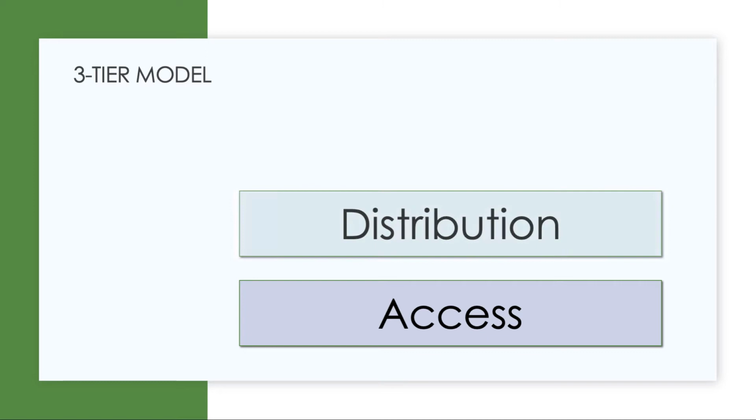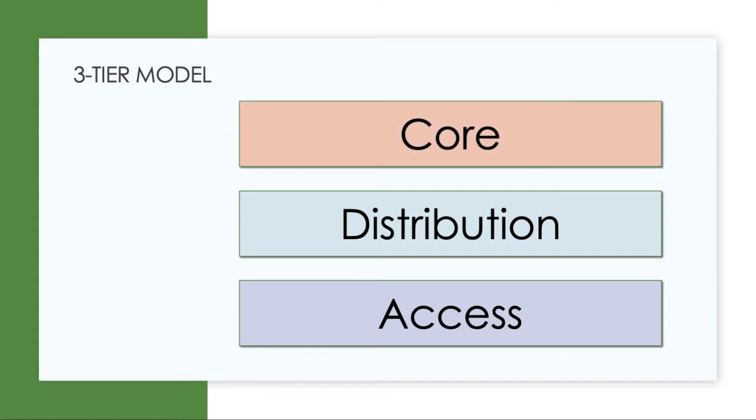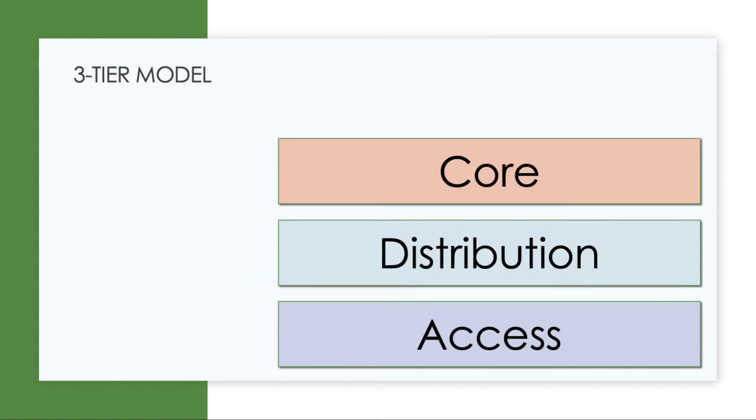From there, their traffic is passed to a distribution layer. We have a lot of routing going on here, typically a lot of security, quality of service. Oftentimes we call this the policy layer. And from there, the traffic makes it to the core. As we'll see, the core is going to be all about speed and redundancy and real robust products that are going to move traffic as quickly as possible.